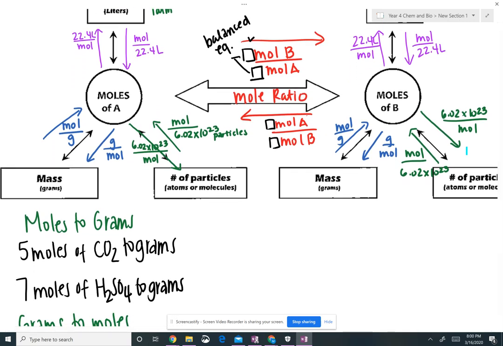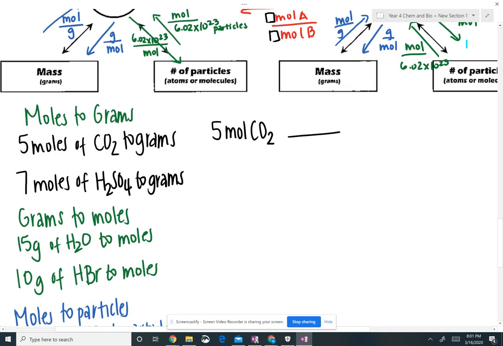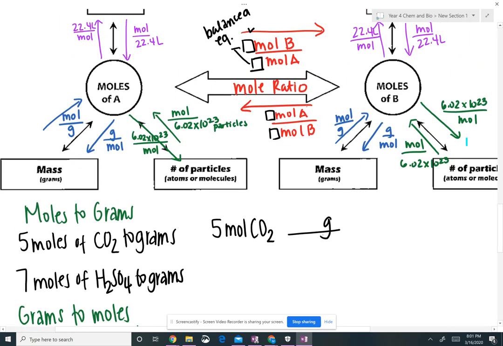So the first one that we're going to do is moles to grams, right? So we're going to go 5 moles of CO2, and I need to get my moles of CO2 to grams of CO2. So you guys will see that we are going to follow it that way on the map, right? So we're going from moles to grams. Since I want grams, I'm going to make sure that I have grams on the top, right? And then I'm going to have 1 mole of CO2.